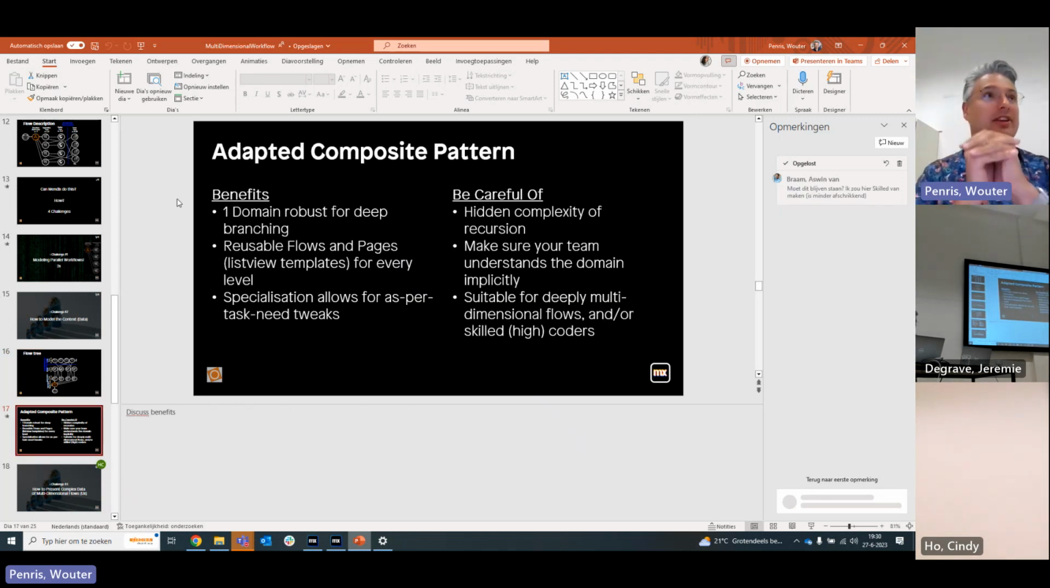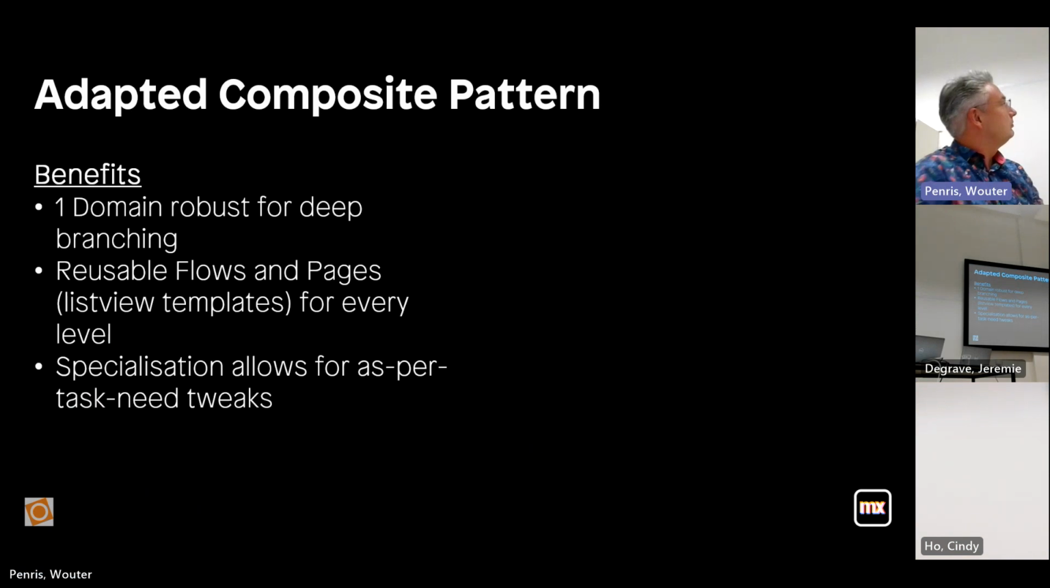So what are the benefits of having this composite derivative? You have a single domain model that is robust, and you could do deep branching there. So just adding a new step or a new flow, no problem. You just add another specification and you can go a level deeper. So flows become reusable, and specializing allows for as per task need tweaks. So for instance, if task 1 requires you to have 5 certain attributes, you can just add them for task 1, and you don't have to have them for all of the other ones.